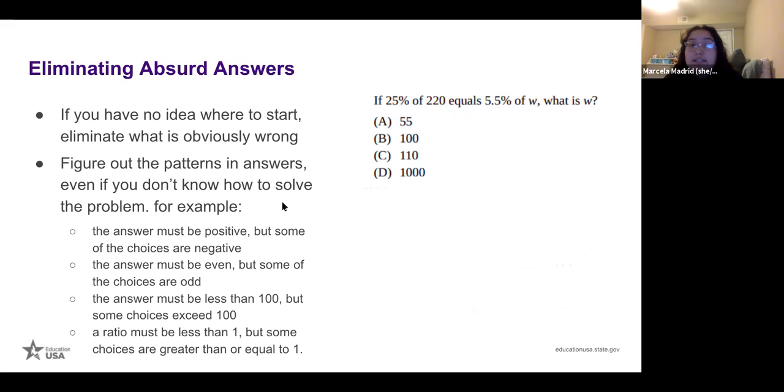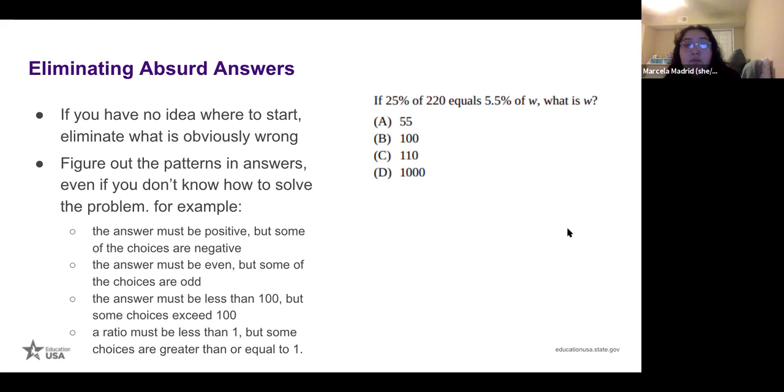Figure out patterns in answers, even if you don't know how to solve the problem. For example, if you know the answer must be positive, some of the answers might be negative. Those are going to be immediately wrong. If you know that the answer must be even, but some of the choices are odd. The answer must be less than 100, but some of the choices will exceed 100. Or a ratio must be less than 1, but some of the choices are greater than or equal to 1.